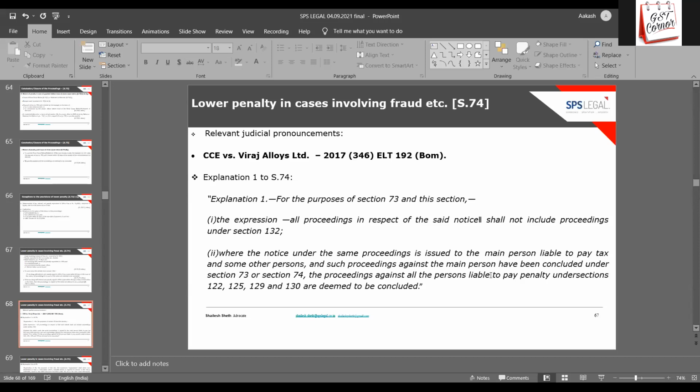Another important judgment of the Bombay High Court in Viraj Alloys, in the context of excise, was that if the amount is not paid before the so-called notice, the so-called notice is issued, and the party now wants to close the case, then if the amount of tax and interest is not paid within 30 days of the receipt of the notice, this protection will not be available. There was a marginal delay in Viraj Alloys' case, but the Bombay High Court strictly interpreted this 30 days time limit. Please keep it in mind.